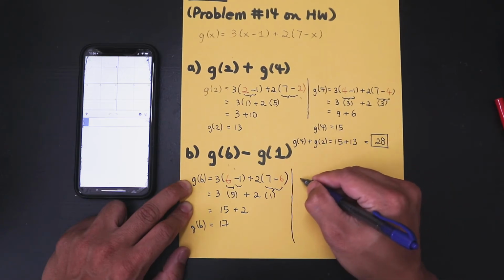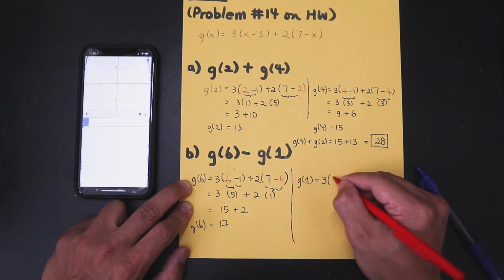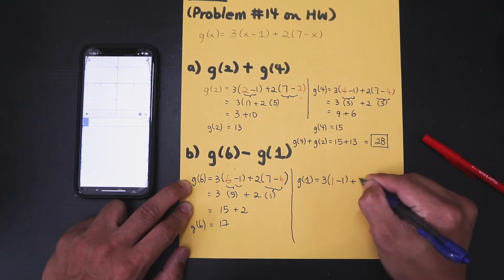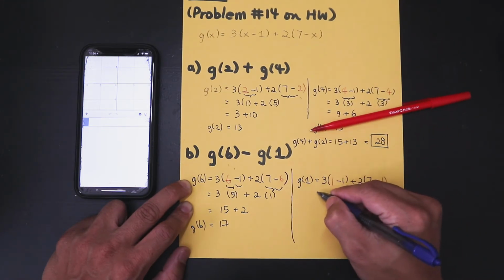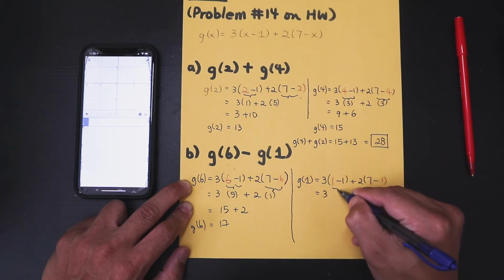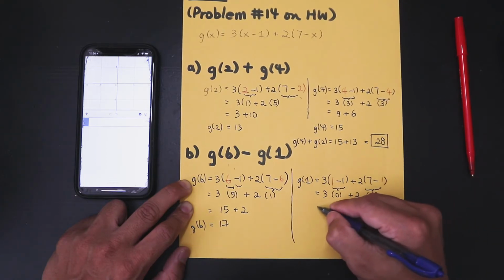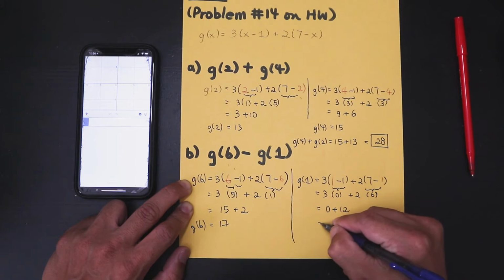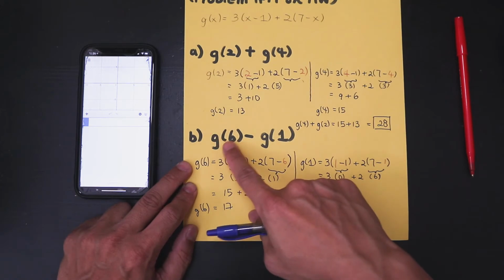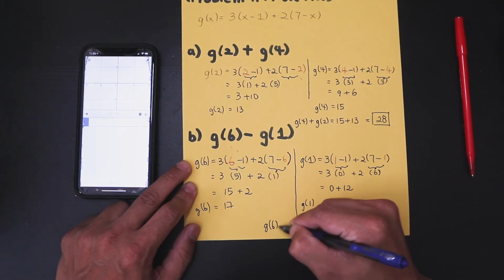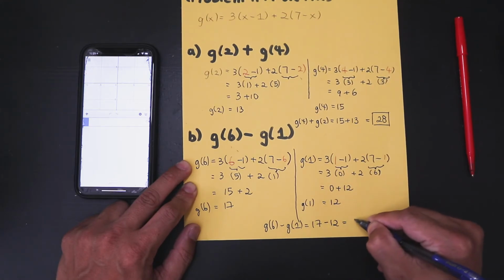Likewise, you're going to find out what g of 1 is. I'm kind of repeating the steps. So you do 3 times 1 minus 1, plus 2 times 7 minus 1, like this. Then use order of operations. So you have 3 times 0 plus 2 times 6. Then 3 times 0 is 0, 2 times 6 is 12, so 0 plus 12 is 12, right? And this is g of 1. So finally, g of 6 minus g of 1 is the same as 17 minus 12, and 17 minus 12 is 5.